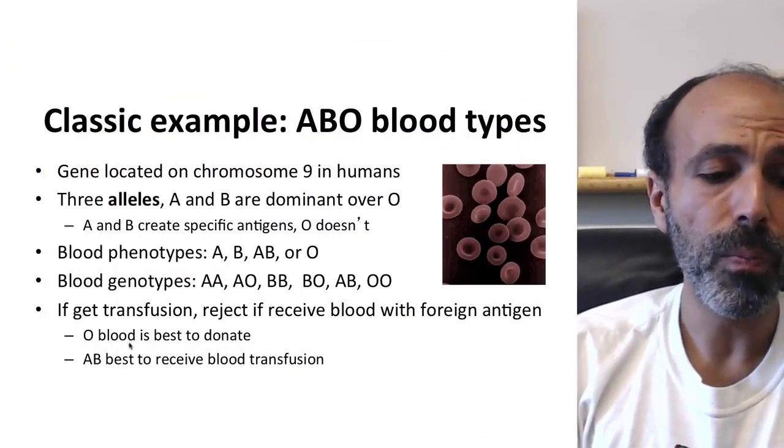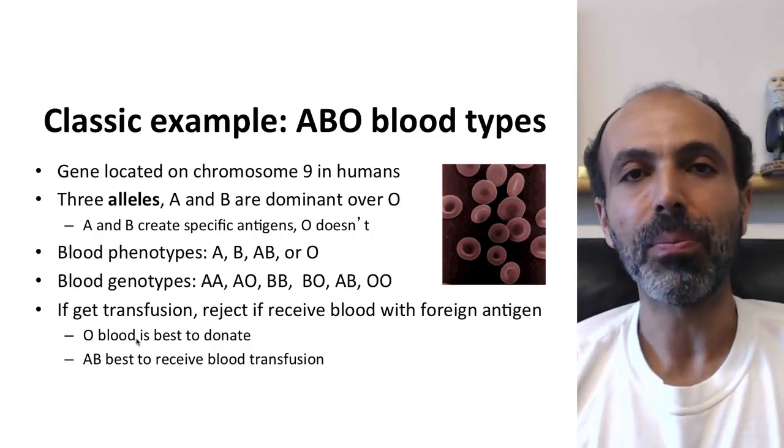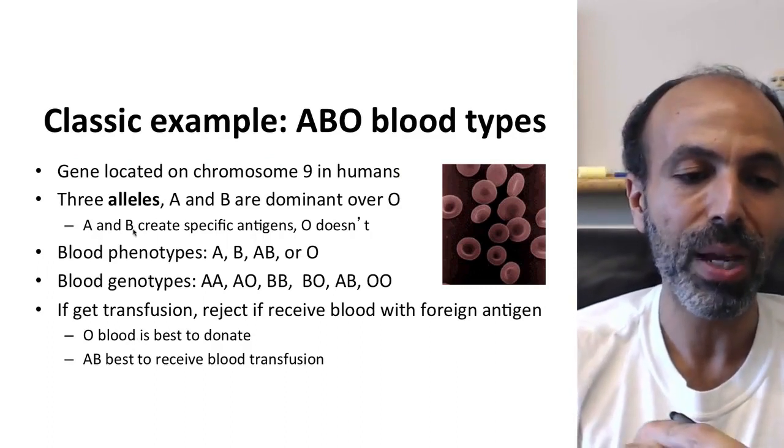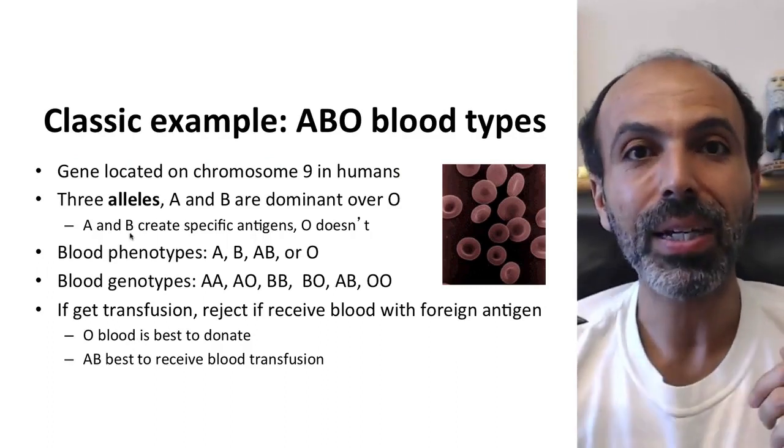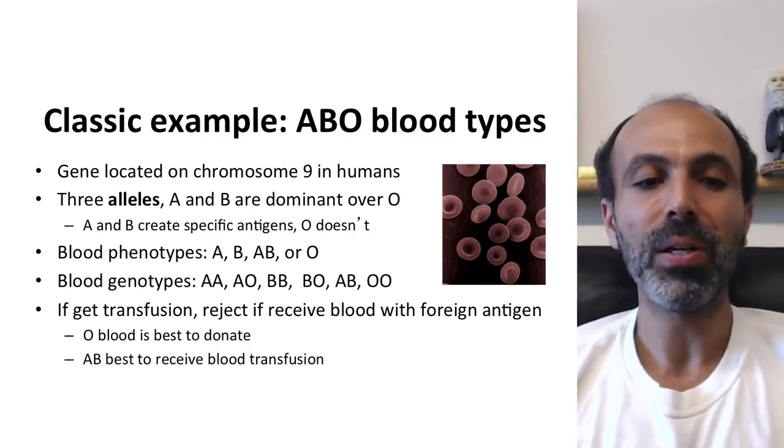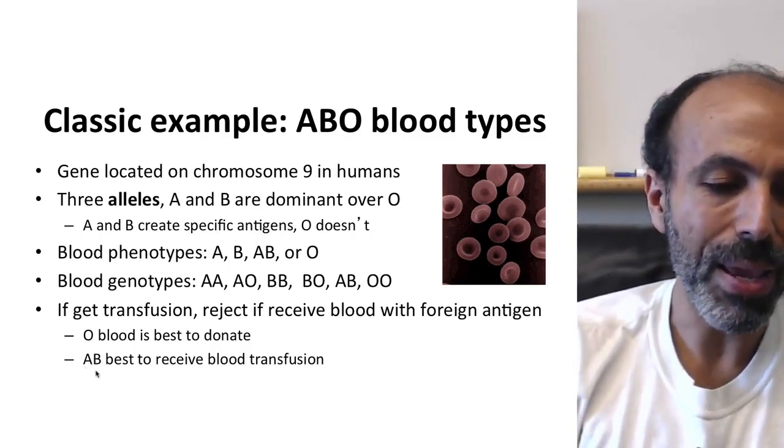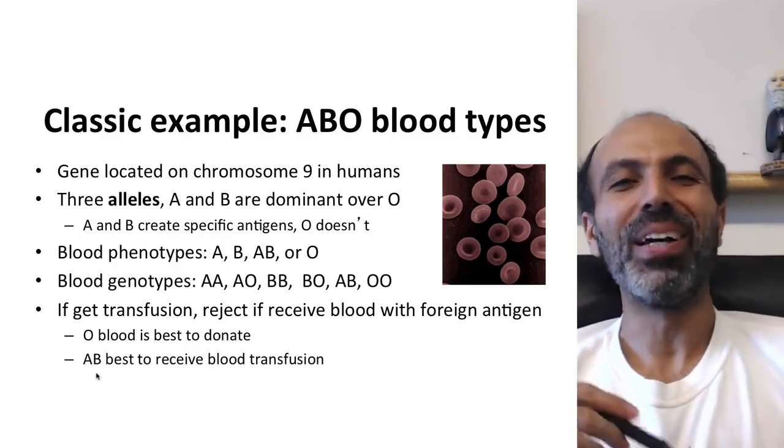Now, from the medical angle, if you get a transfusion with the wrong blood type, you will actually reject it if it has a foreign antigen. So if you're an O blood type, it's very good for you to donate blood because you don't have any of these antigens. You don't have the A or B antigens. Anybody can get an O blood transfusion and they'll be okay. In contrast, if you're AB, you're the best for receiving a blood transfusion because you have both antigens. Doesn't matter what they give you, you'll be okay. So that just illustrates the medical relevance to this particular example.